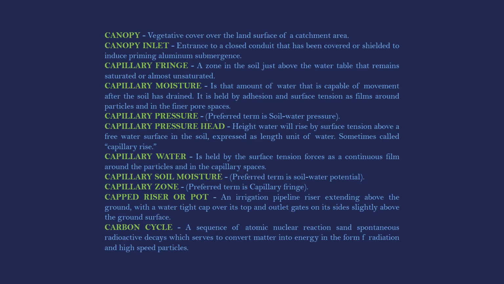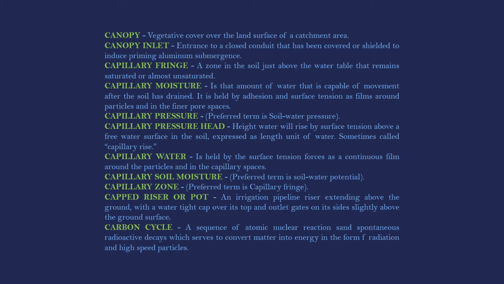Capillary pressure head: height water will rise by surface tension above a free water surface in the soil. Expressed as a length unit of water. Sometimes called capillary rise. Capillary water is held by the surface tension forces as a continuous film around the particles and in the capillary spaces. Capillary soil moisture: preferred term is soil water potential. Capillary zone: preferred term is capillary fringe.